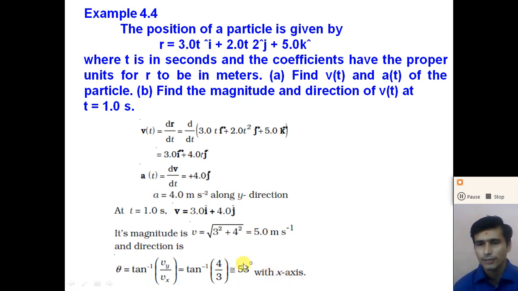So this way we can find the velocity and the acceleration from the position vector. How can we find the velocity? The differentiation of the position vector with respect to time gives the velocity, and the differentiation of the velocity with respect to time gives the acceleration. Understand, dear student?